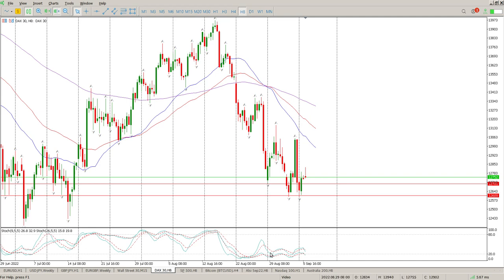Divergences brewing here. Have a look at that. You can see the oscillators are gently moving to the upside while we are gently moving to the downside, and then you've got a double bottom here. So a double bottom would only be validated with a break above 13,061, and if that happens, then you've got a pretty strong move to the upside.